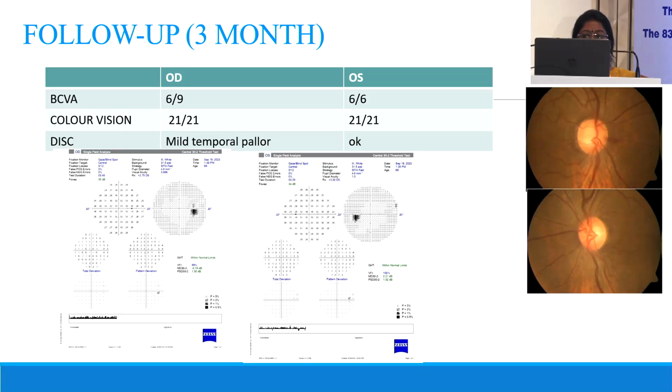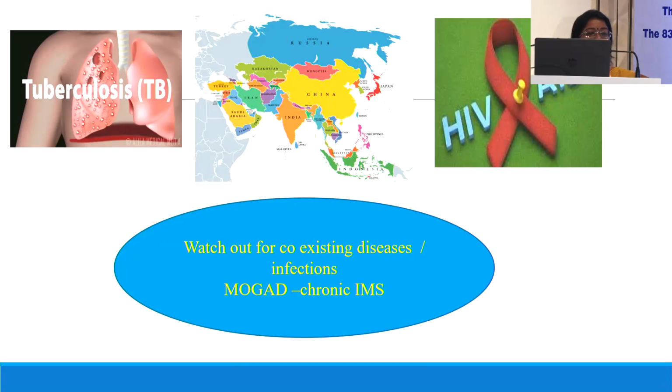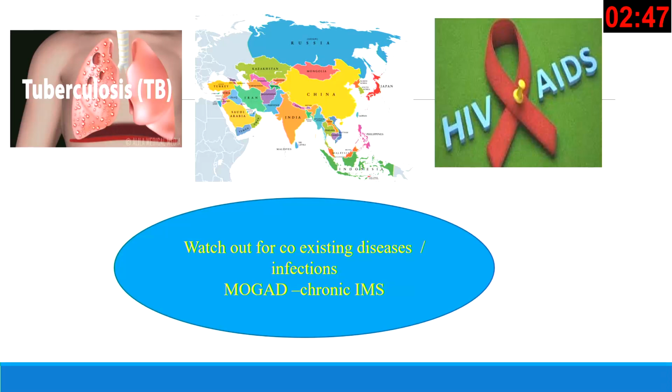So in our part of the world, when we are going to consider chronic immunosuppression, always do rule out the whole spectrum of infectious diseases, because that's going to give us a lot more problems than the immunosuppression per se.